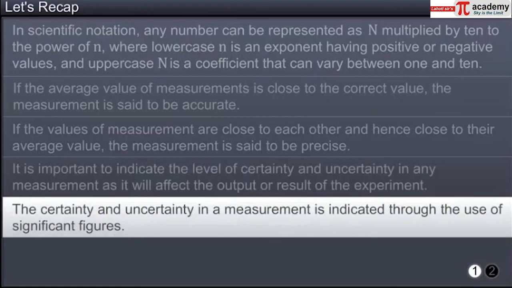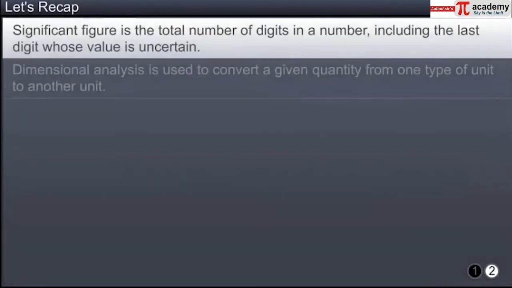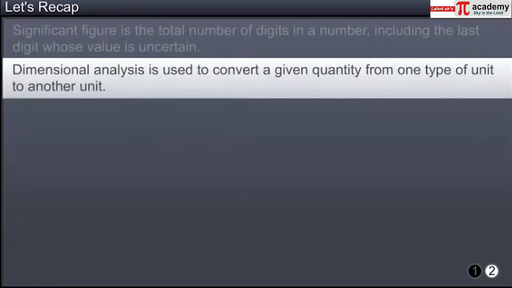The certainty and uncertainty in a measurement is indicated through the use of significant figures. Significant figure is the total number of digits in a number, including the last digit whose value is uncertain. Dimensional analysis is used to convert a given quantity from one type of unit to another unit.